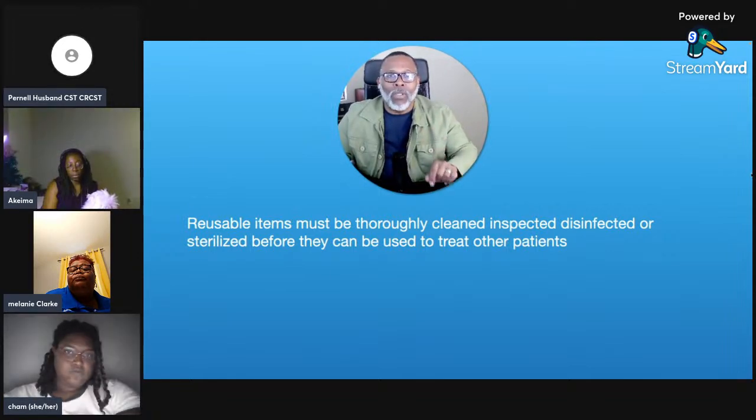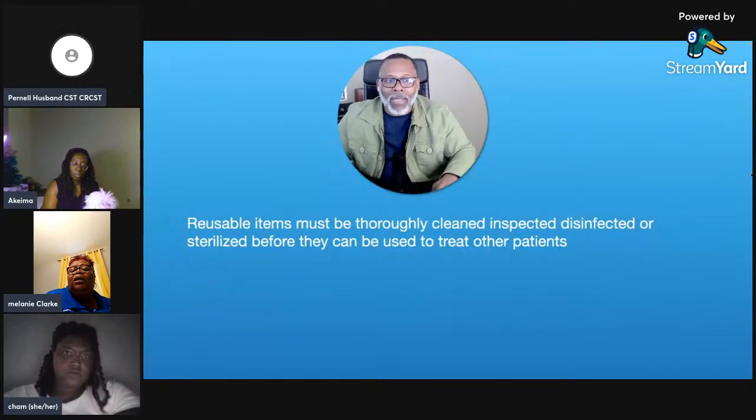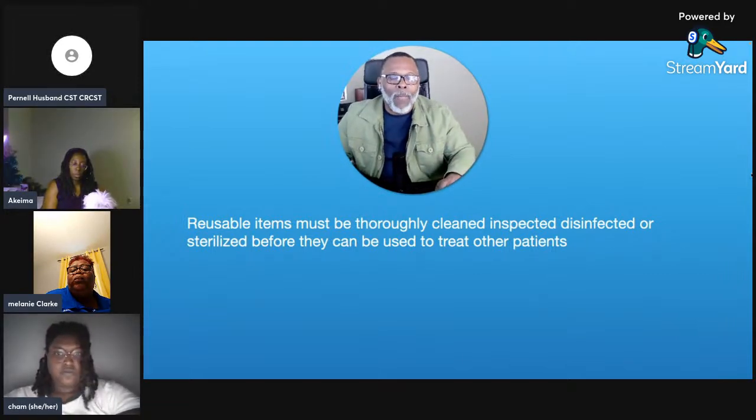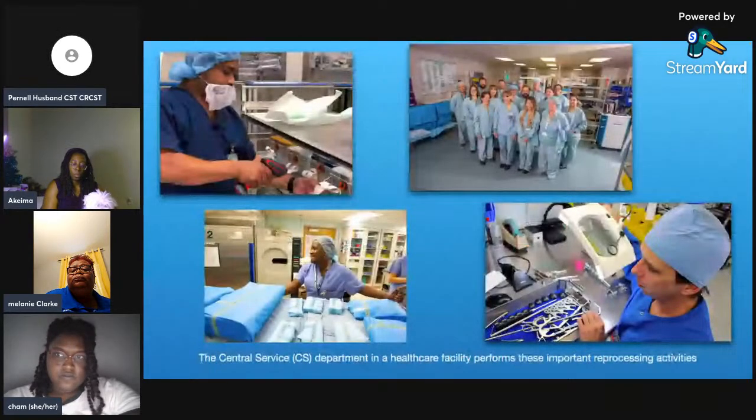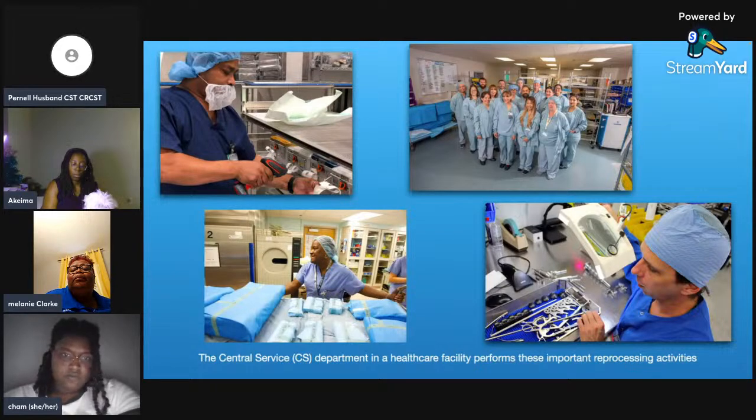95% of the instruments used in surgery are reusable. They're made out of stainless steel or titanium. They have to be thoroughly cleaned, inspected, disinfected, or sterilized. It just kind of depends. We'll go through that later down the road before they can be used to treat other patients. The Central Service Department, or CS department, in a healthcare facility performs these important tasks.